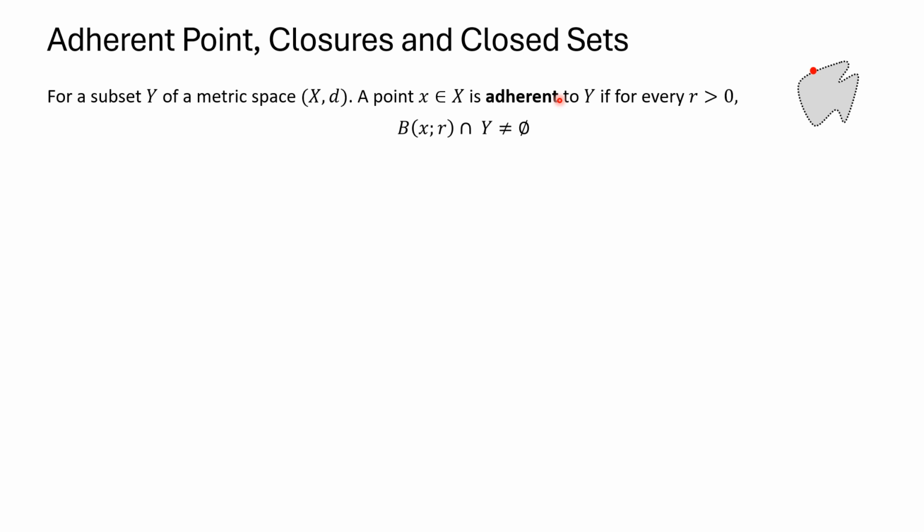That's why we define this term here. You can have points that are very close to a set, so close that no matter what ball you put around it, it includes points from the set, in which case we call the point adherent.